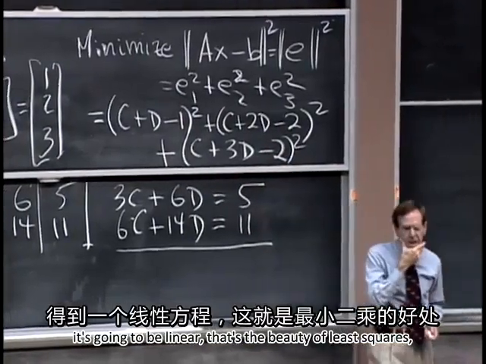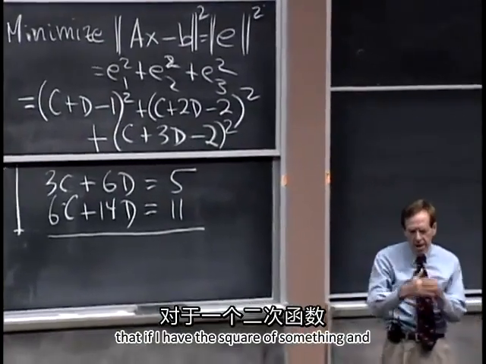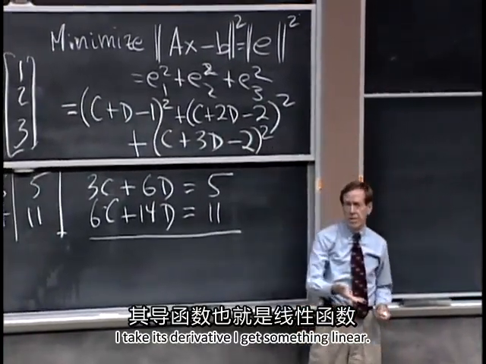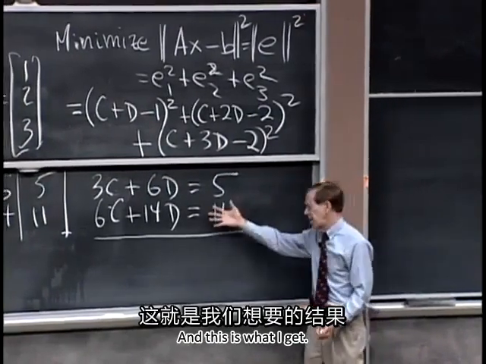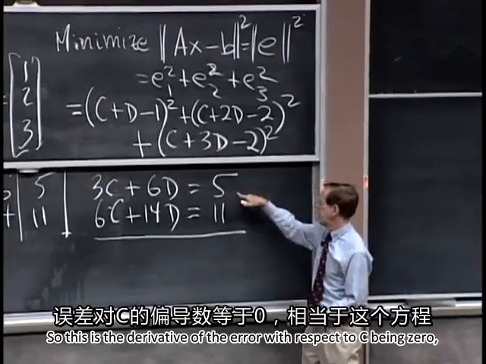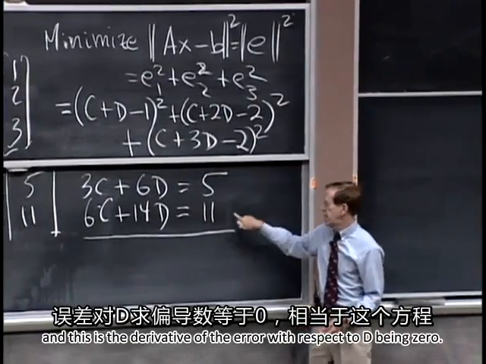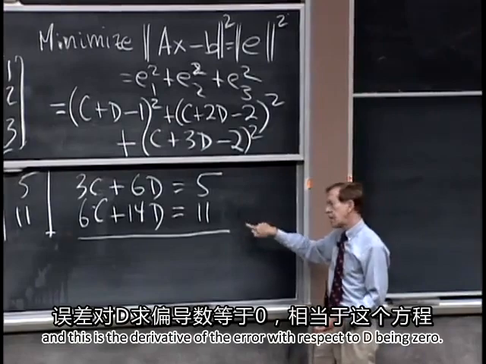It's going to be linear. That's the beauty of least squares: if I have the square of something, and I take its derivative, I get something linear. And this is what I get. So this is the derivative of the error with respect to C being 0, and this is the derivative of the error with respect to D being 0.